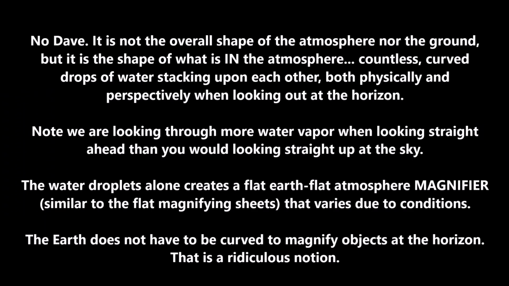No, Dave. It is not the overall shape of the atmosphere nor the ground, but it is the shape of what is in the atmosphere. Countless, curved drops of water stacking upon each other, both physically and perspectively when looking out at the horizon. Note we are looking through more water vapor when looking straight ahead than you would looking straight up at the sky. The water droplets alone create a flat Earth flat atmosphere magnifier that varies due to conditions. The Earth does not have to be curved to magnify objects at the horizon. That is a ridiculous notion.